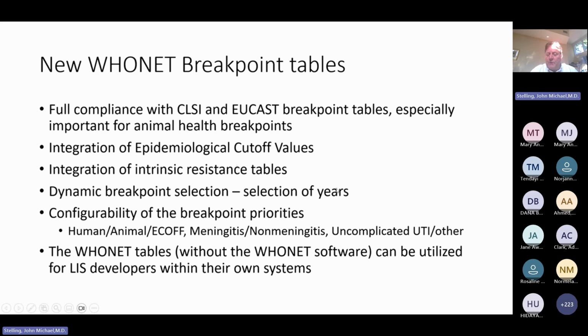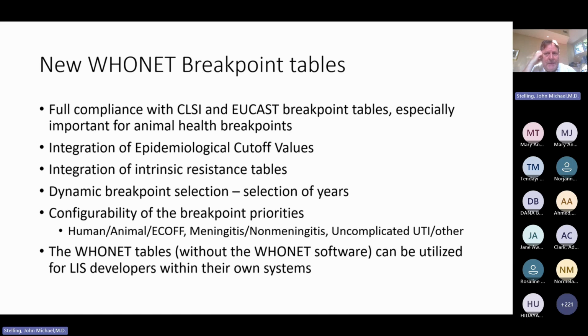The new breakpoints are also more configurable. For example, for many years for Streptococcus pneumoniae, for good reasons, WHONET used the meningitis breakpoints as the default. There was better agreement, it was high-level resistance. But for other good reasons, the current recommendation, at least from EARS-Net, is to use the non-meningitis breakpoints. So now you can control which breakpoints are the default.